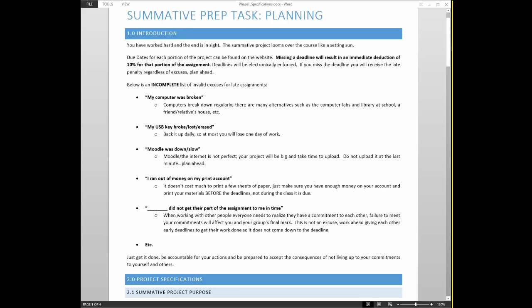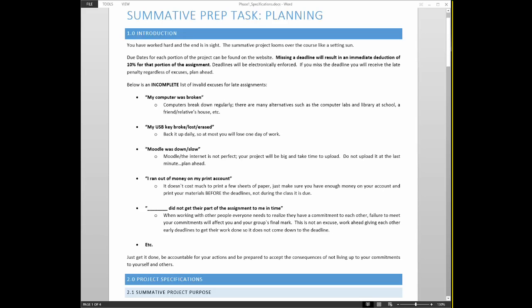I ran out of money on my print account. There's only one portion of this entire project that requires you to print. So for the few cents that it requires you to do so, either print it at home or maybe get a friend to allow you to print it to their account. Find a solution. Finally, so-and-so did not get their part of the assignment to me in time.